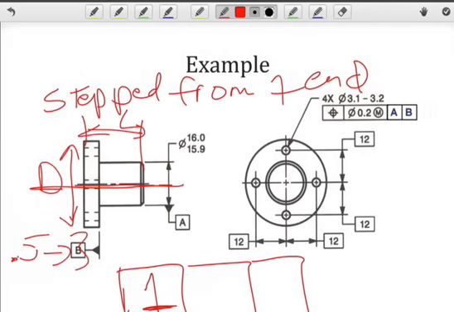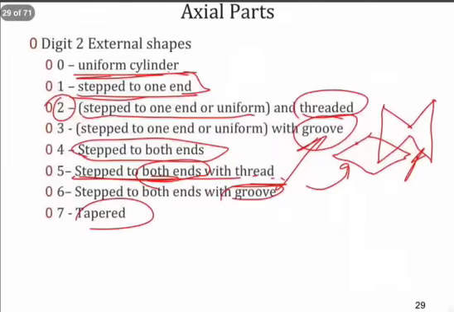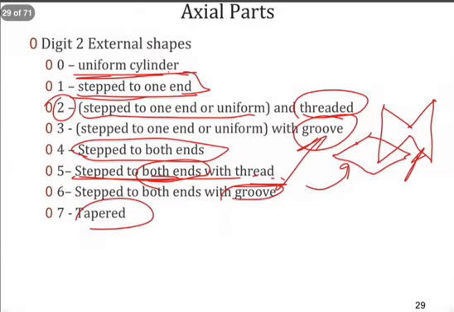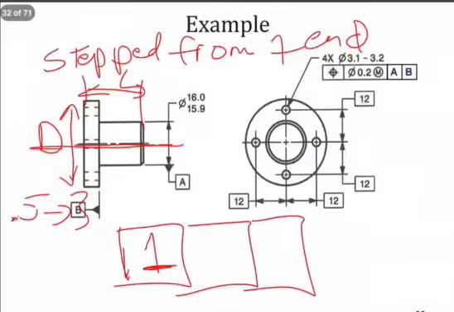The next digit had to do with the external, and we said it's already stepped from one end. And if we look at that, let's go back just so you can see that. Here's our external shape. It's stepped from one end. We have no threading, no groove, and no taper, so we stay with that. So now we've got a value of 2.